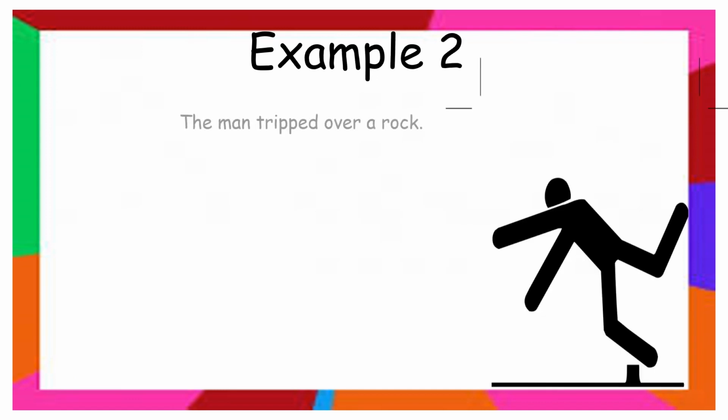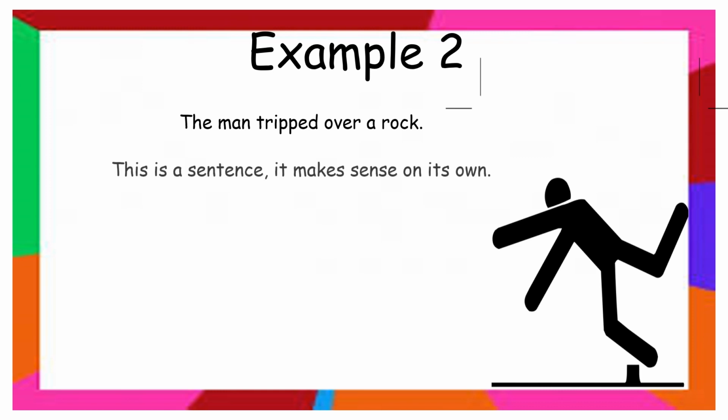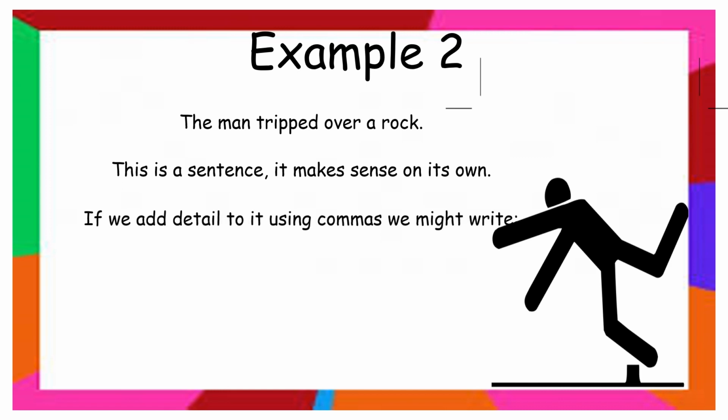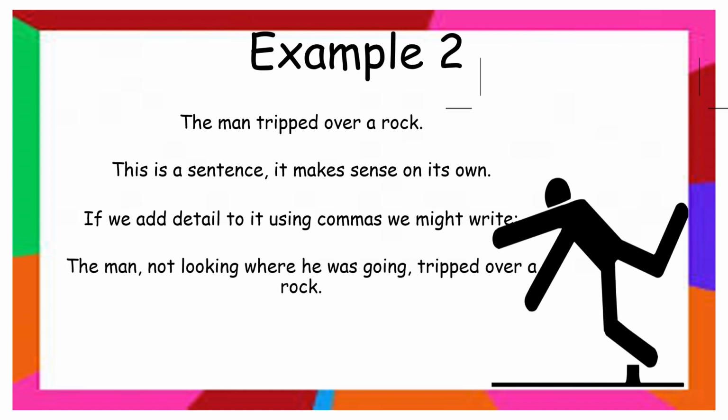Let's look at example 2. The man tripped over a rock. This is a sentence. It also makes sense on its own. It is a clause. It has a verb in it. Tripped is our verb. If we add detail to it using commas, we might write, the man, not looking where he was going, tripped over a rock.